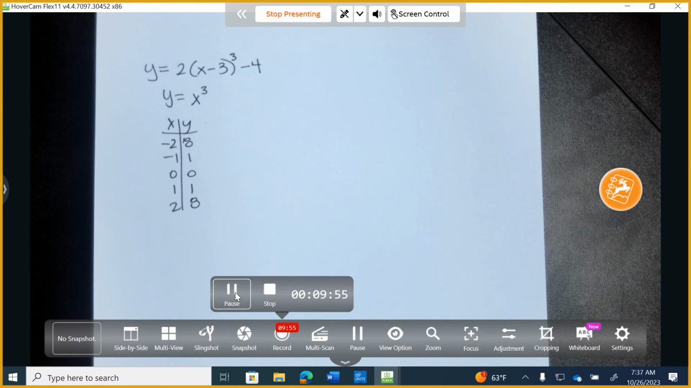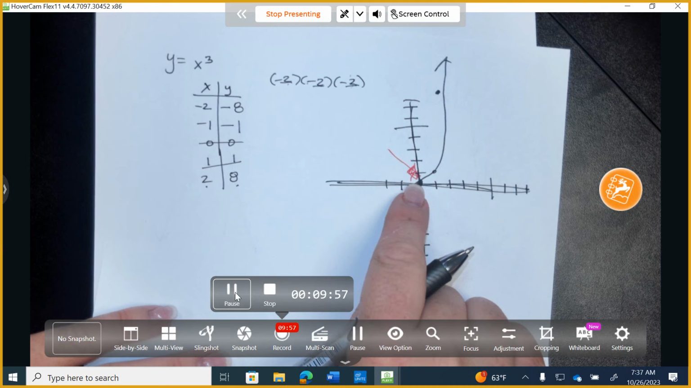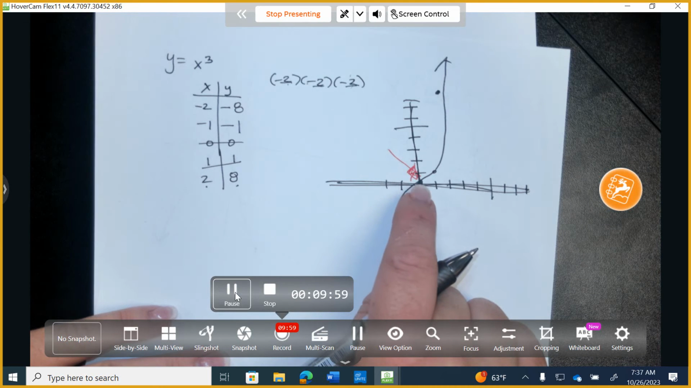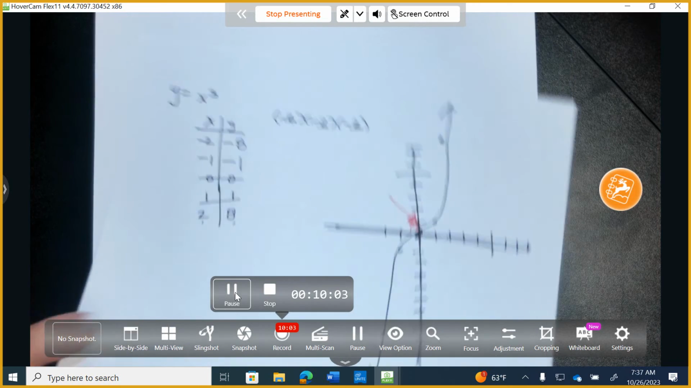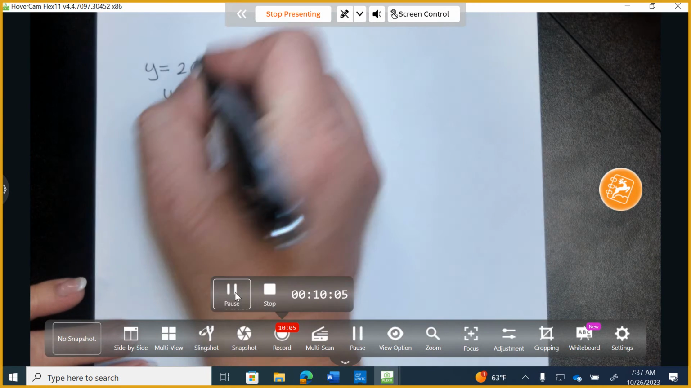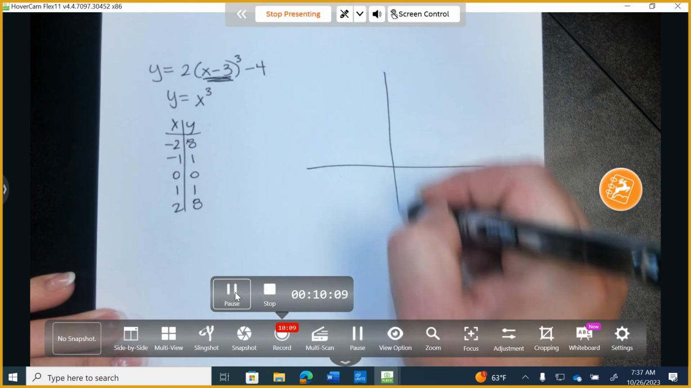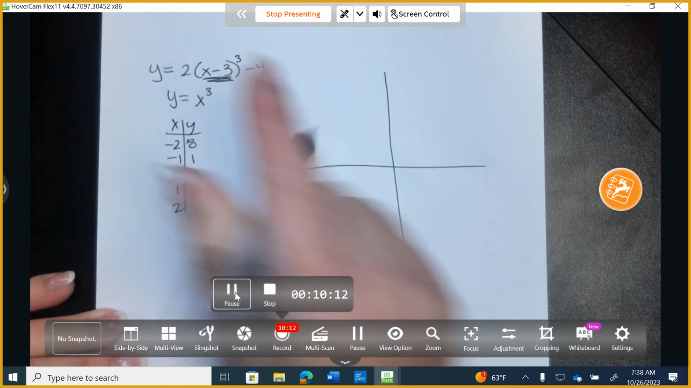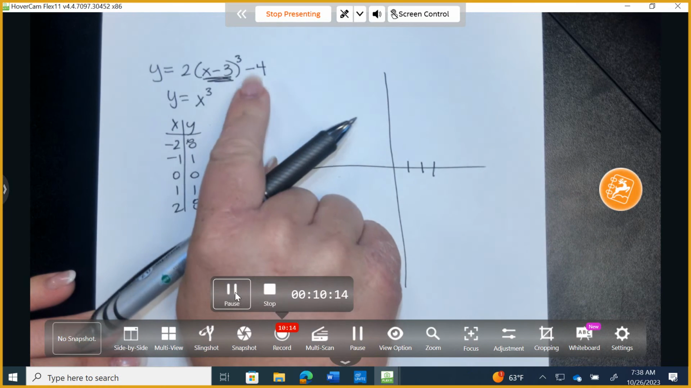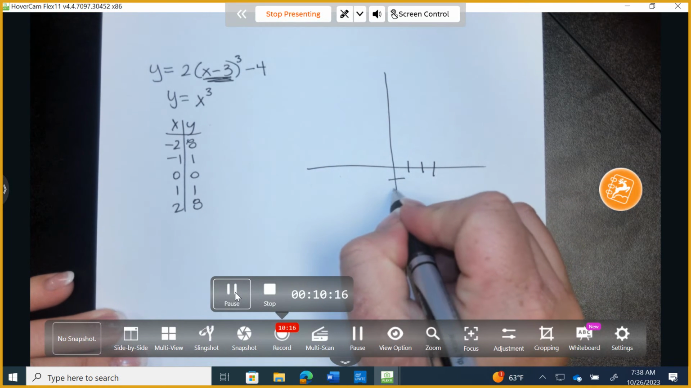Now I'm going to identify what this point is when I translate it. Where does the origin of this problem go when I translate it? So, just like we see with other problems, I'm going to move it here, not to the left 3, but to the right 3, and I'm going to shift it down 4.